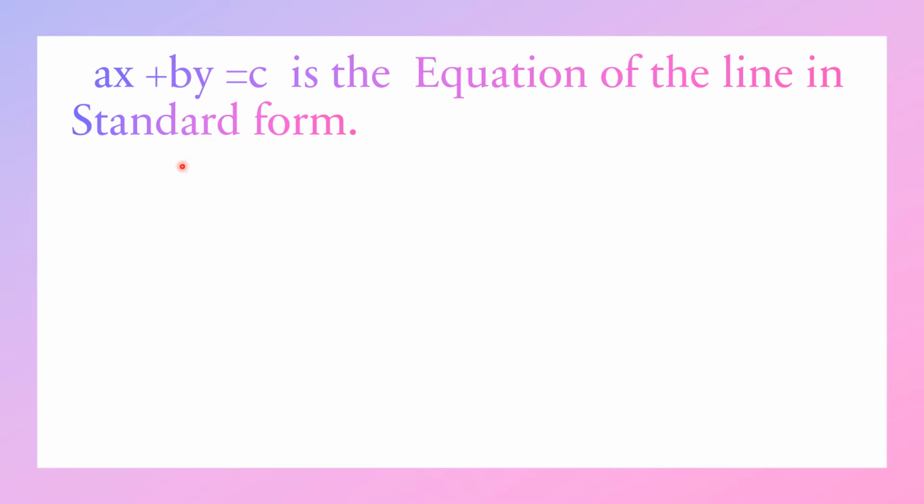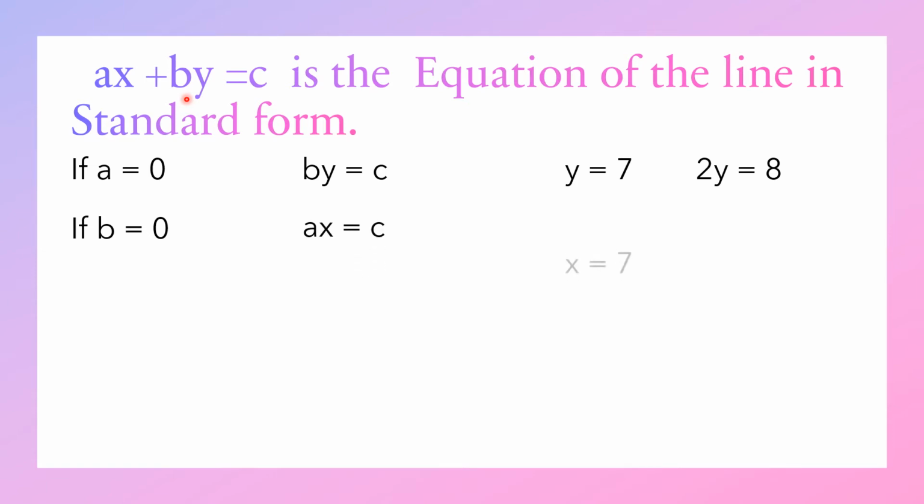So pag ang a natin ay 0, so if a is 0, ibig sabihin na wala tayong term na to. So what we have is by is equal to c. An example is y is equal to 7 or 2y is equal to 8. Now, what about if b is 0? It means na wala tayong second term or middle term. So meron lang tayong ax is equal to c. An example is x is equal to 7 or 2x is equal to 8.